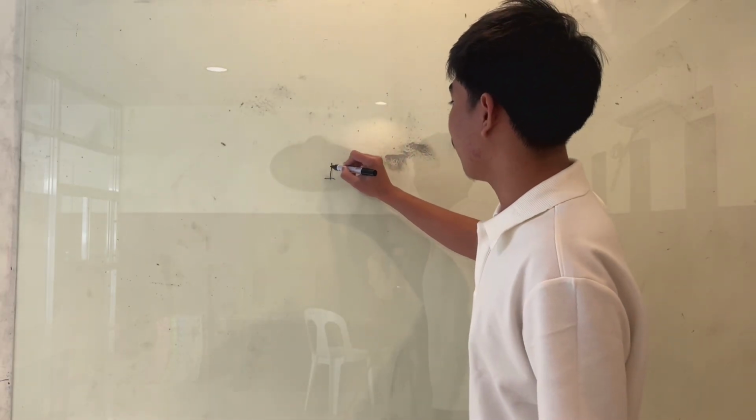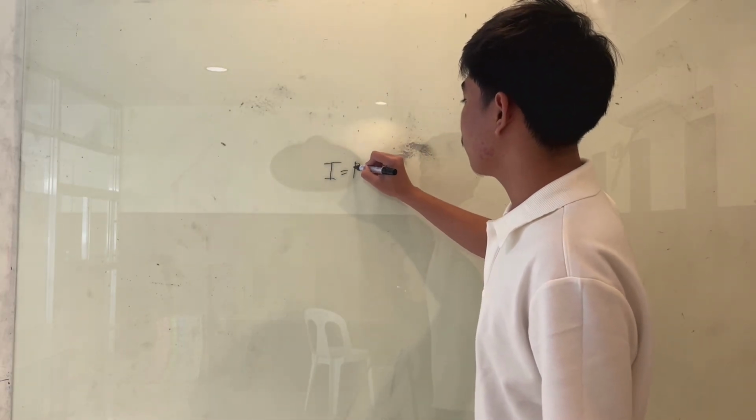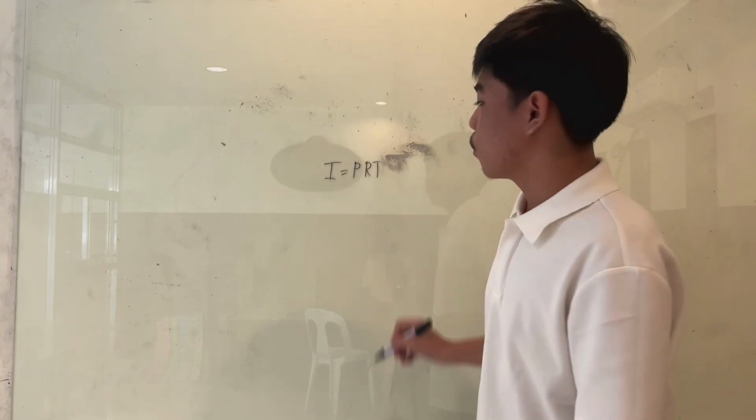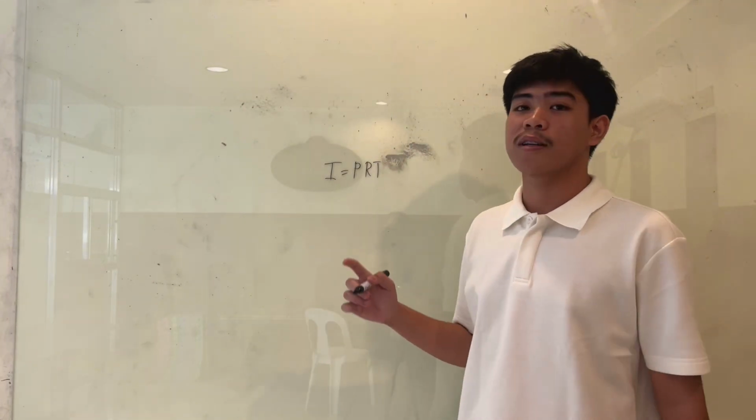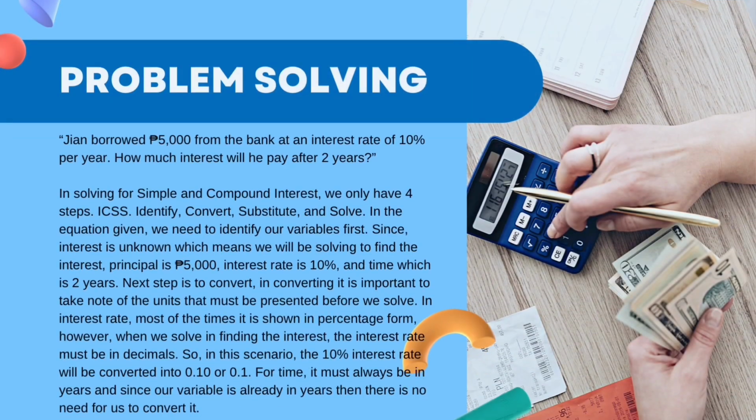Now that we're done discussing the definition of terms, I will now show you the formula of the simple interest, which is I equals PRT, where I stands for interest, equals principal times interest rate times time in years. Now, why don't we try a simple word problem? Gian borrowed 5,000 from the bank at the interest rate of 10% per year. How much interest will he pay after 2 years?